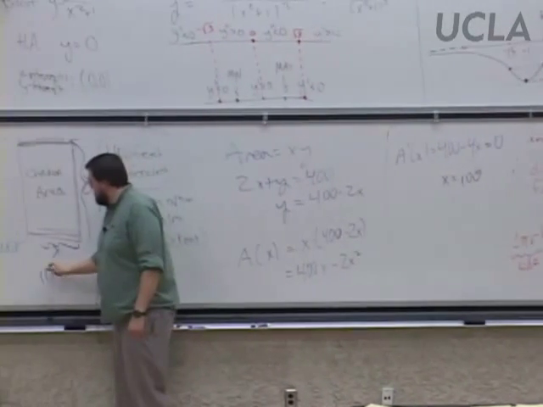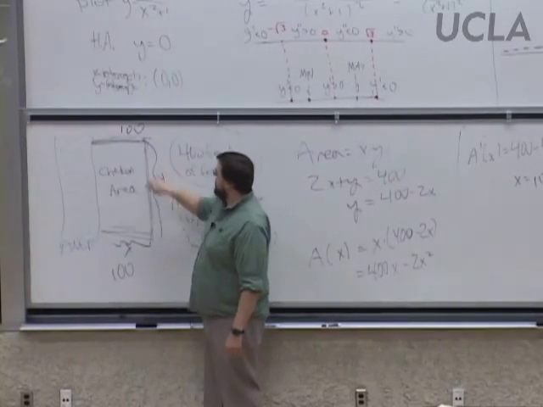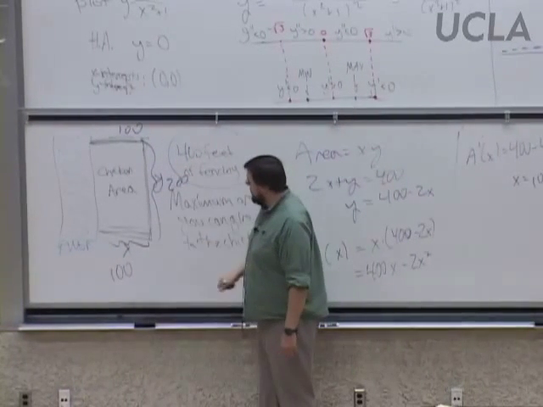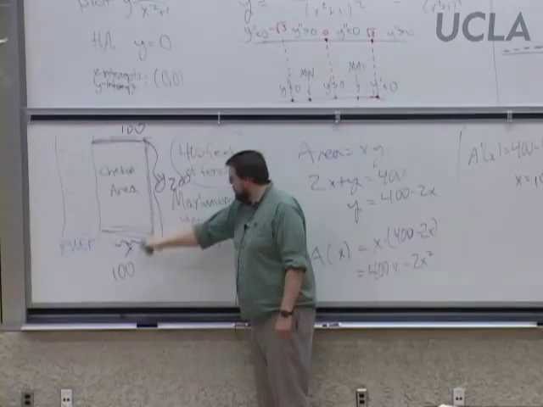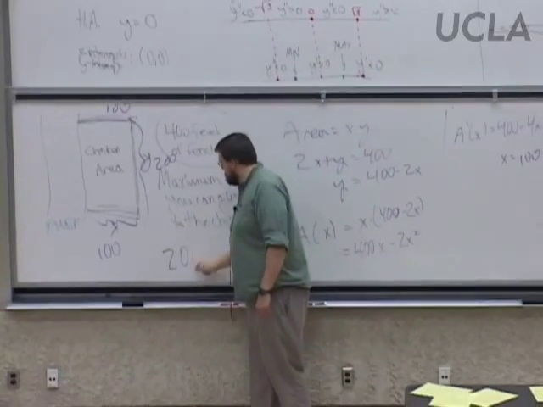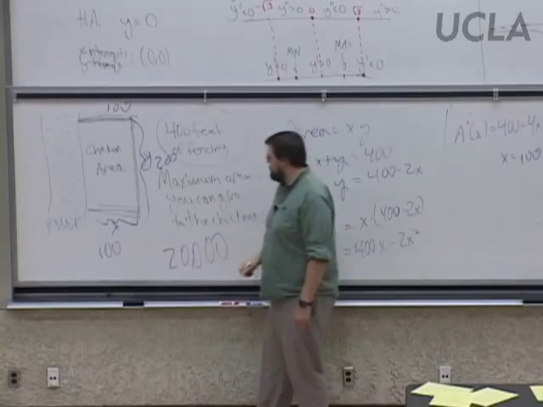If 100 is x, so there's 100 feet here, 100 feet here, how much is left for y? 200. So what's the area? Well, 100 by 200 is 20,000 square feet.